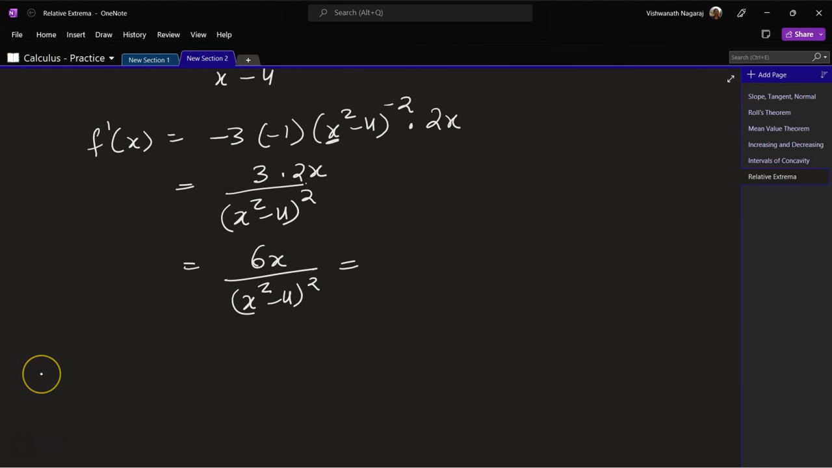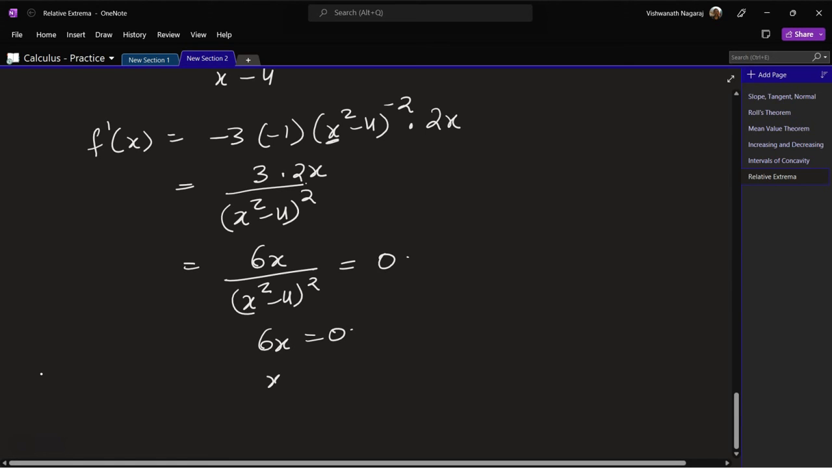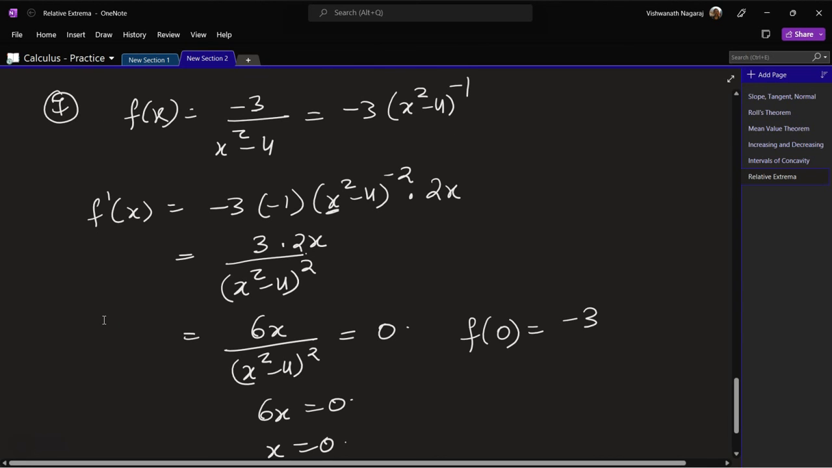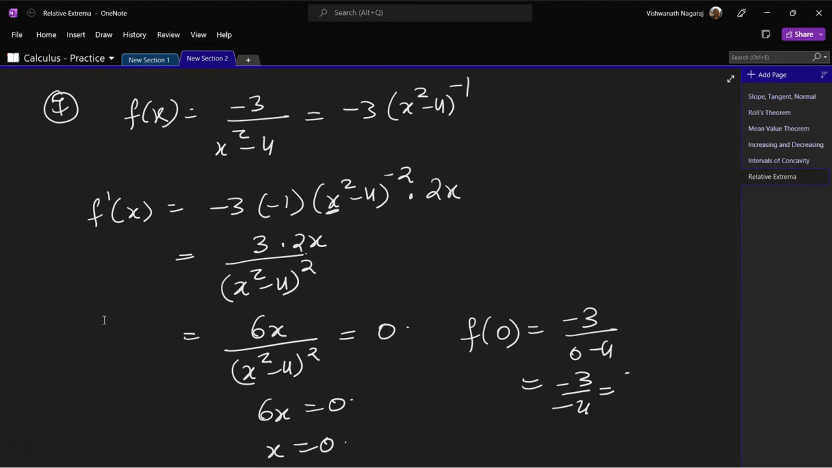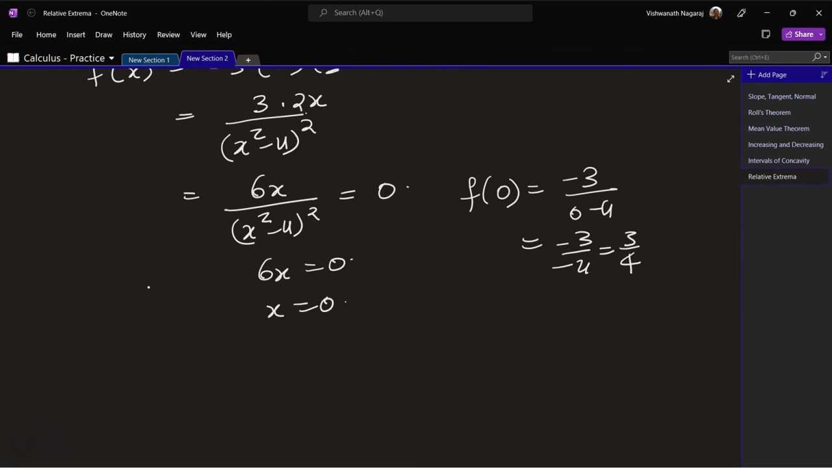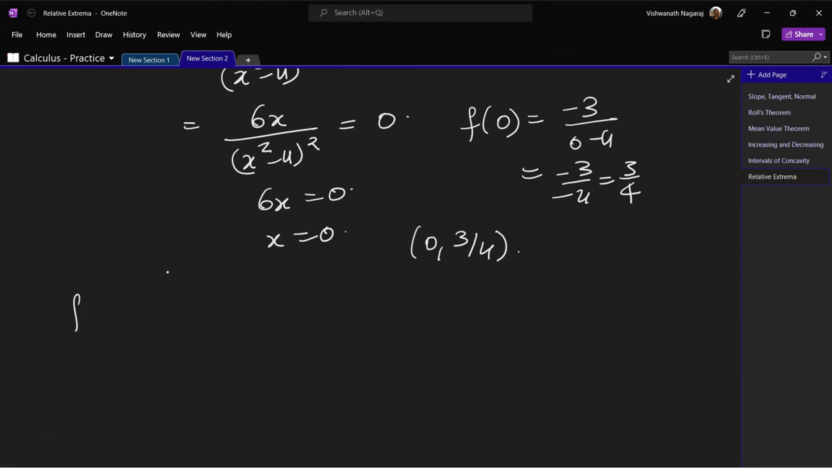And now if we equate it to 0, we get 6x equal to 0, that means x equal to 0, which means f of 0 is going to be equal to minus 3 by 0 minus 4, which is minus 3 by minus 4, which is 3 by 4. So the point is 0 comma 3 by 4. Now we have to figure out whether it is maxima or minima. So let's take the second derivative.